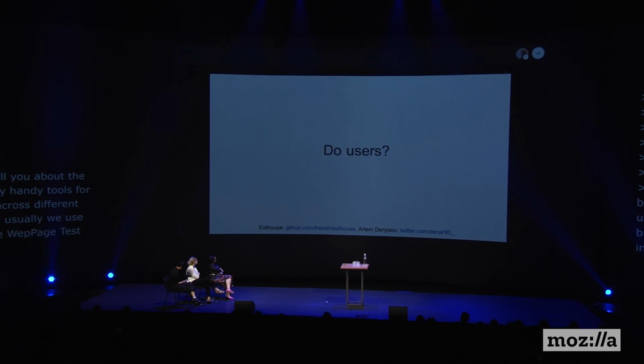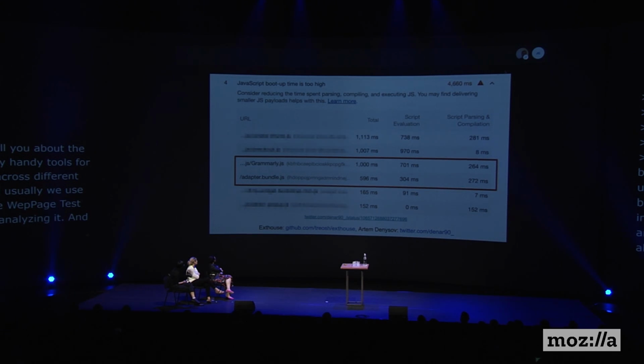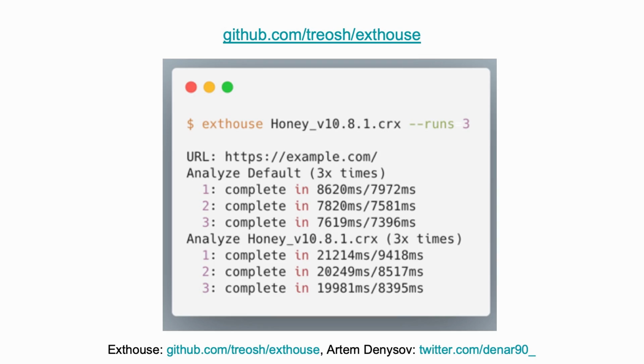Do users? I did some experiment analyzing my client a while ago, having all my setup without any incognito mode, and discovered that Grammarly adds some additional tasks to the main thread, and it was kind of inspiration for building a tool called XHouse. It's open source. You can find it on GitHub.